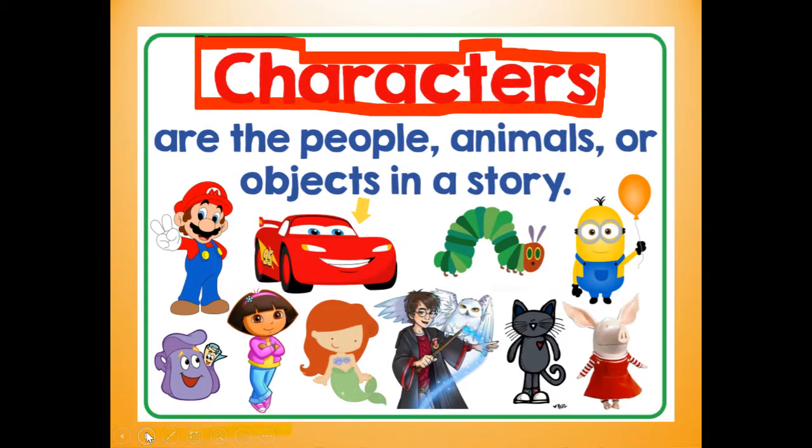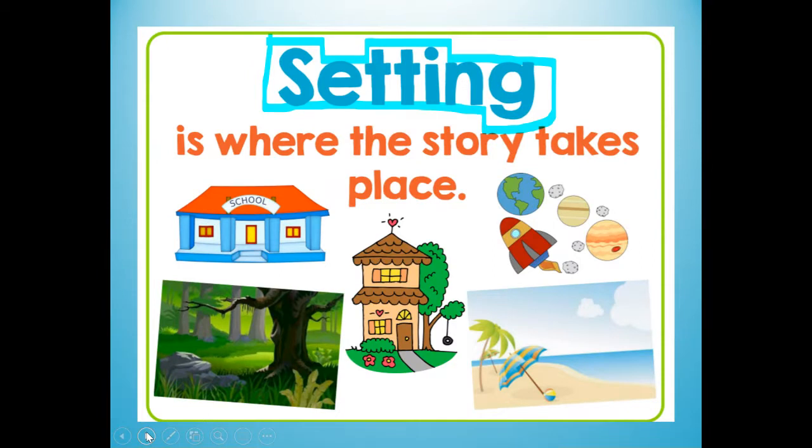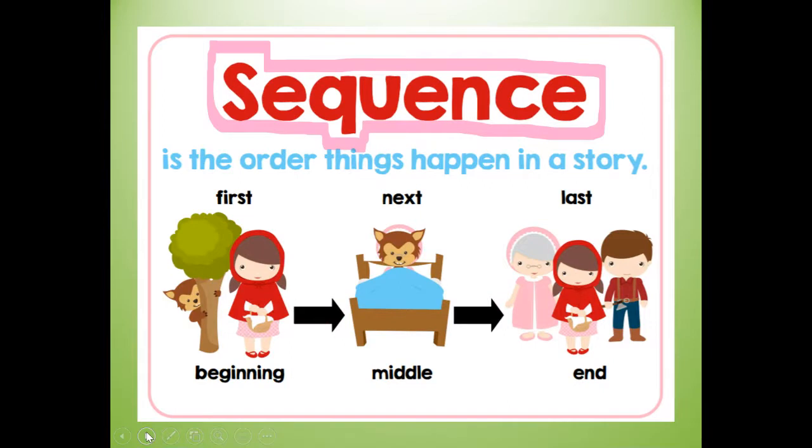Characters. What are characters? Characters are the people, animals, or objects in a story. Setting. Setting is where the story takes place. Sequence. Sequence is the order things happen in the story. You are going to write some of these sequence words: first, next, last. Also, first means beginning, middle, and end. What happened first, next, last, or what happened at the beginning of the story, middle of the story, and finally the end of the story.